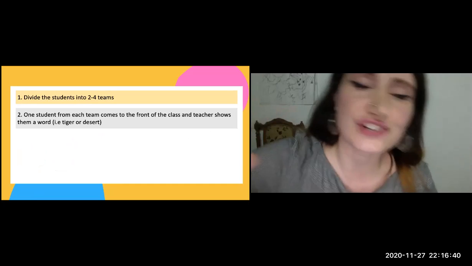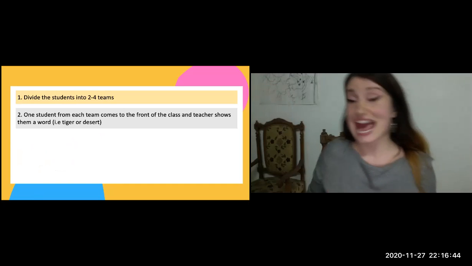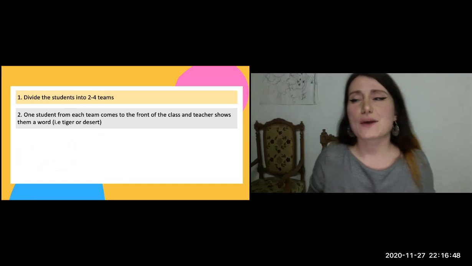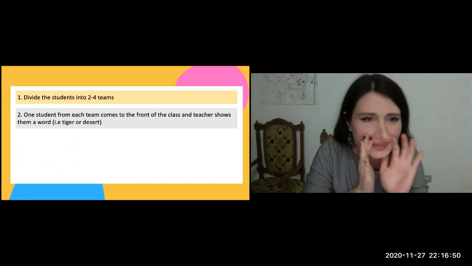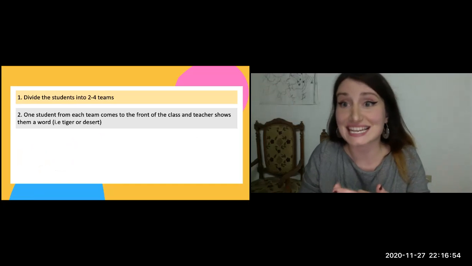Then one student from each team comes to the front of the class, okay? And the teacher shows them one of the words, okay? You can show them or you can tell them. So for example, last week we did tiger, we did desert as well.